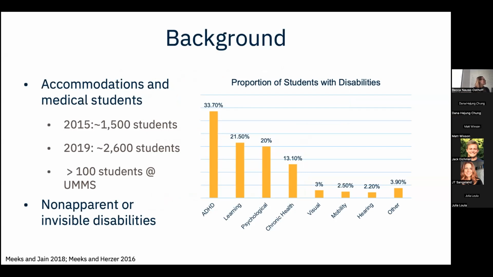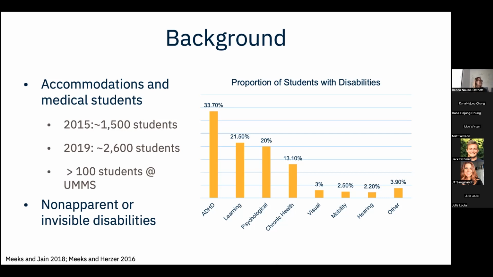So, some background about why we feel like this is an important topic to share with our department and with people more broadly. As of 2015, there were about 1,500, or 2.7%, of medical students who had disabilities that received accommodations in United States MD granting schools. There was a follow-up survey in 2019 where that number had already increased to 2,600, which is a really big increase in a pretty short period of time.